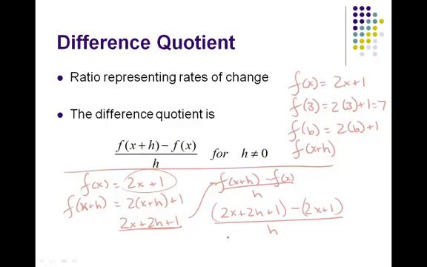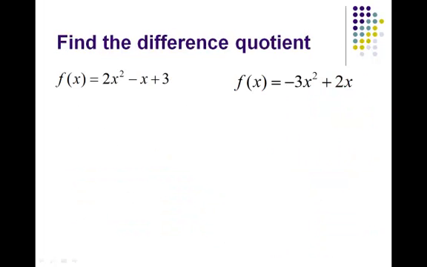So distributing the negative sign, I'm going to get 2x plus 2h plus 1 minus 2x minus 1 over h. And if I simplify the numerator, 2x minus 2x, 1 minus 1, you can see that I have 2h over h, which simply equals 2. So the difference quotient for this function is 2. Now in this case I ended up with a simple value. In some cases we may end up with an equation. So let's do a more complicated one now.